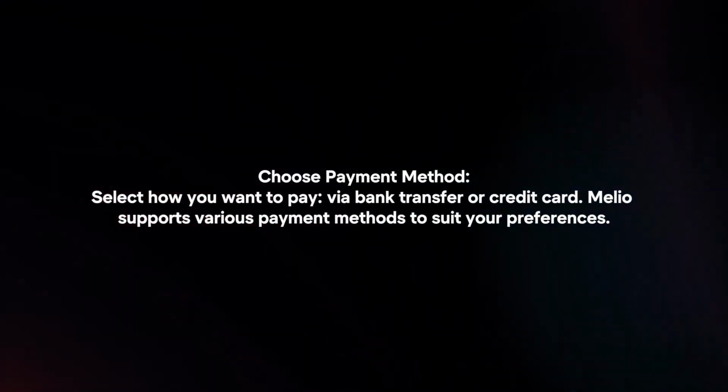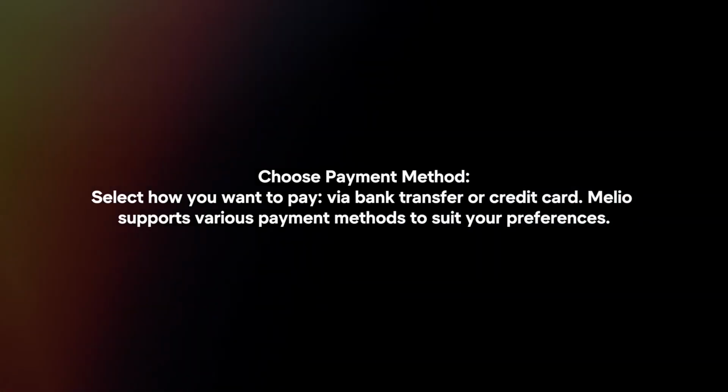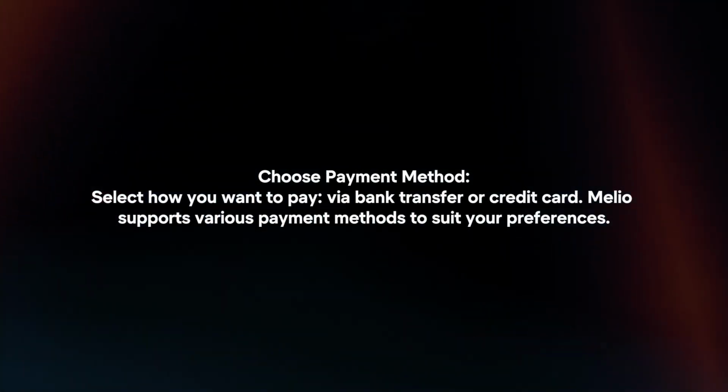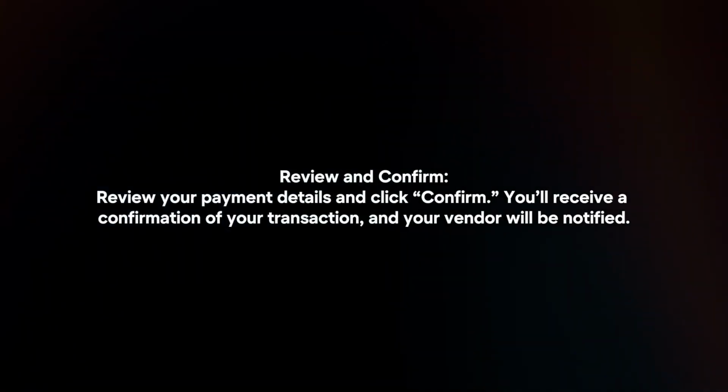Choose payment method. Select how you want to pay, via bank transfer or credit card. Melio supports various payment methods to suit your preferences. Review and confirm. Review your payment details and click Confirm. You will receive a confirmation of your transaction and your vendor will be notified.